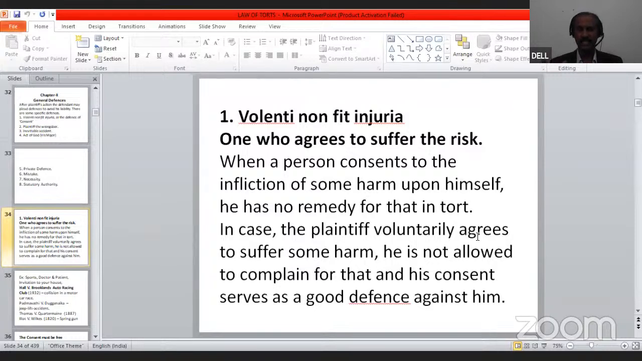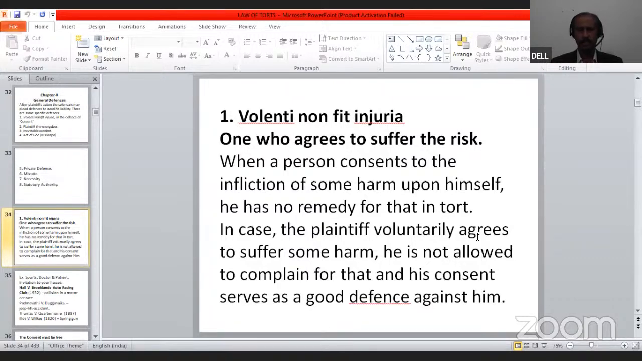So that's why consent plays a very, very prominent role in every transaction. Any transaction, any dealing, whether contractual or even otherwise, of course. See, one who agrees to suffer the risk, there are 2 components. Agrees, meaning consent given. Why does he give consent? To suffer the risk. The defendant takes a plea that the plaintiff has given consent for what? To suffer the risk. And the plaintiff was aware while giving consent that there was some sort of risk. He knew there was a risk and he gave consent. This is the plea before the court of law by the defendant.